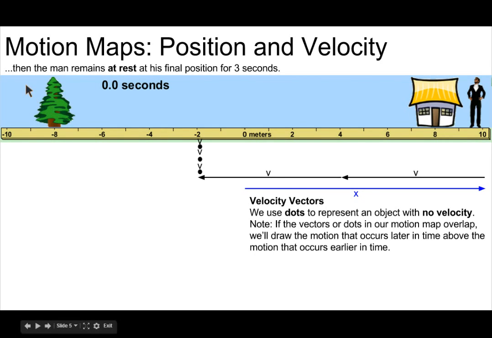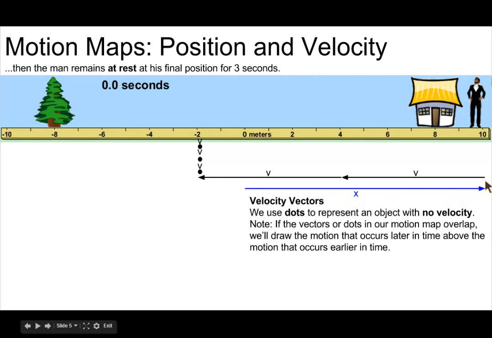If we want to say at the end of his movement that he remains at rest at his final position for 3 seconds, we would use dots to show that. So each of these dots represent him just standing there for a total of 3 seconds.